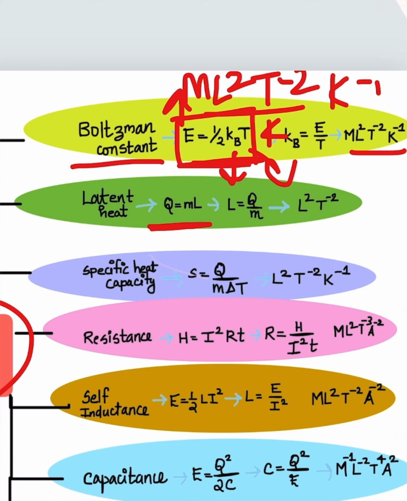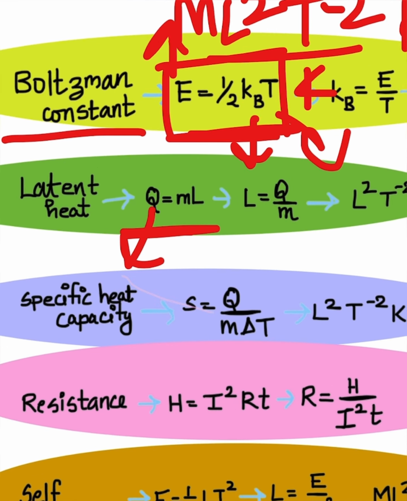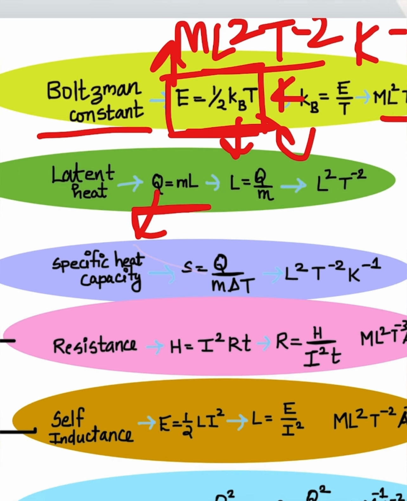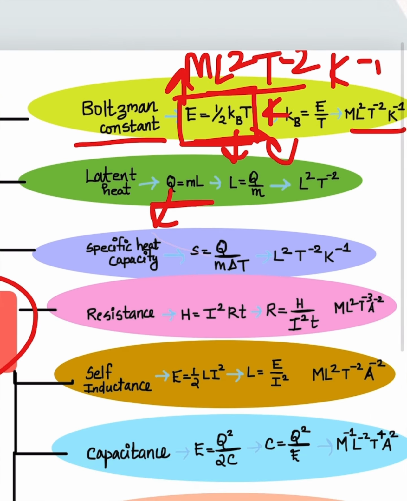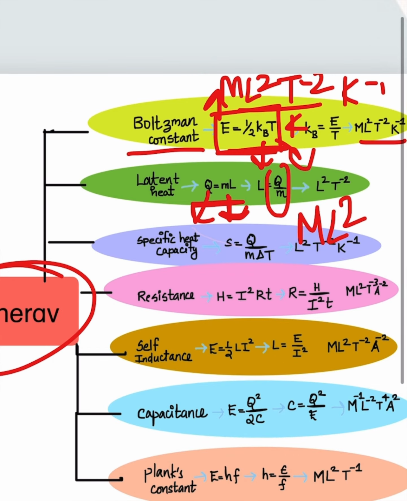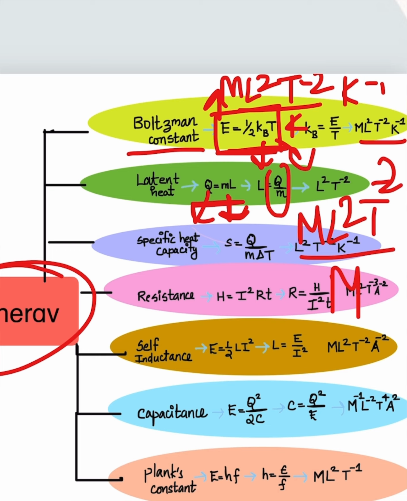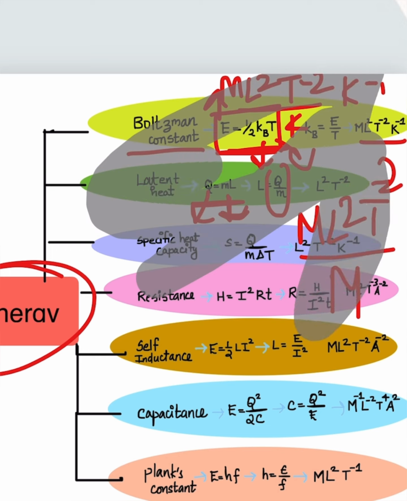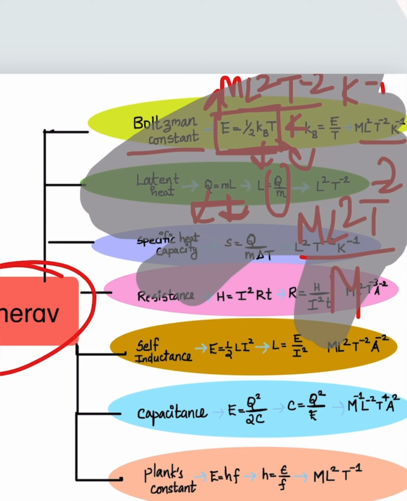Then latent heat Q is equal to mL. Q is the quantity of heat, so Q is equal to mL². Heat is a form of energy, so its dimension is ML²T⁻². Latent heat is Q divided by mass, that is ML²T⁻² divided by M, so L²T⁻² will be the equation.